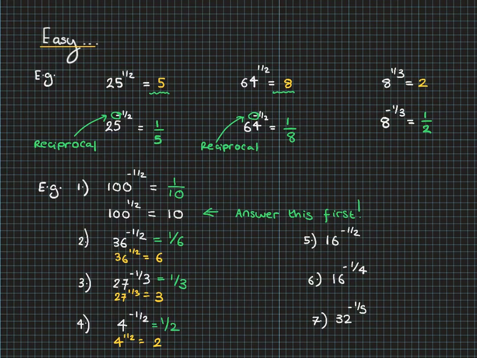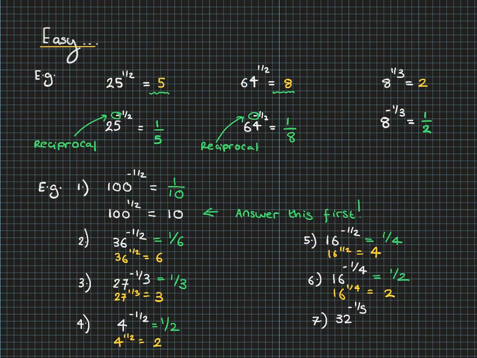Moving on to question 5. 16 to the power of negative a half. Well, 16 to the power of a half is the square root of 16, which is 4. 16 to the negative a half is a quarter. What about question 6? 16 to the power of negative a quarter. That means the fourth root of 16, but also the reciprocal. Well, make the question easier. What's 16 to the power of a quarter? The fourth root of 16 is 2. So 16 to the power of negative a quarter is equal to the reciprocal of that, which is a half.